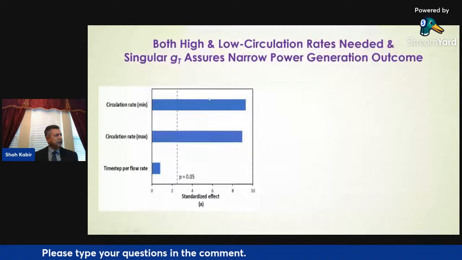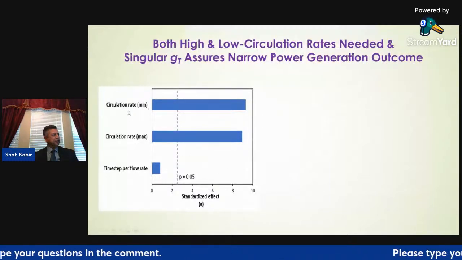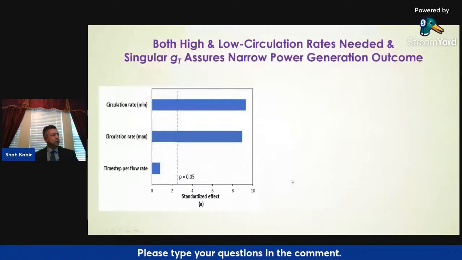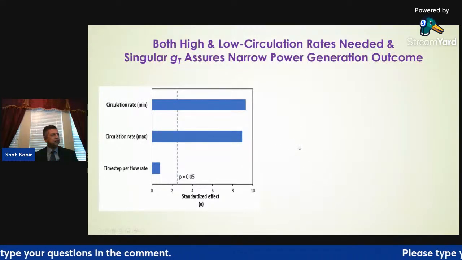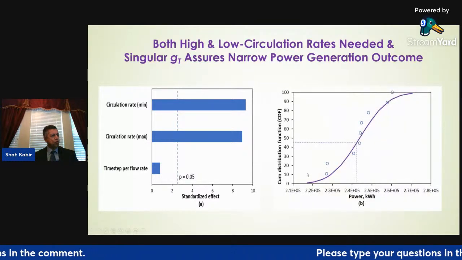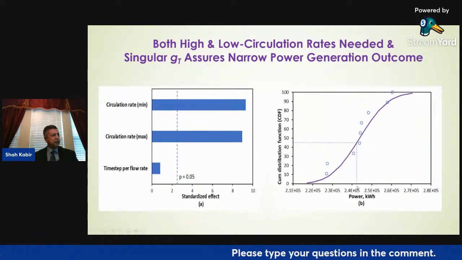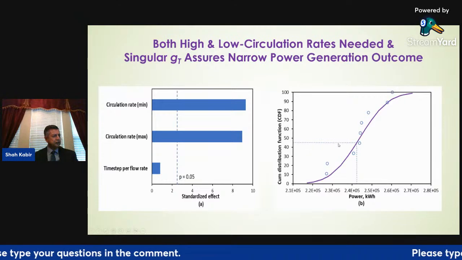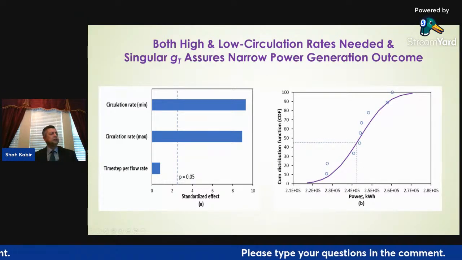And again, we did the design of experiments, tried to figure out the maximum and minimum circulation rate and the time step that we need to take. So as you can see, the circulation rate, min and max, are the most important variables. And that's the outcome. So roughly your P50 average is, I don't know why this came down, a little over 2E5 kilowatt hour.